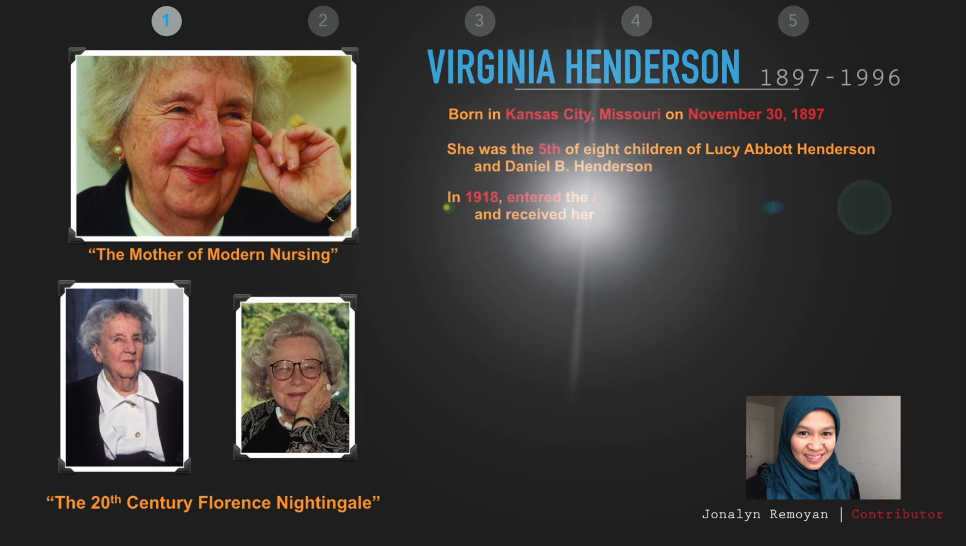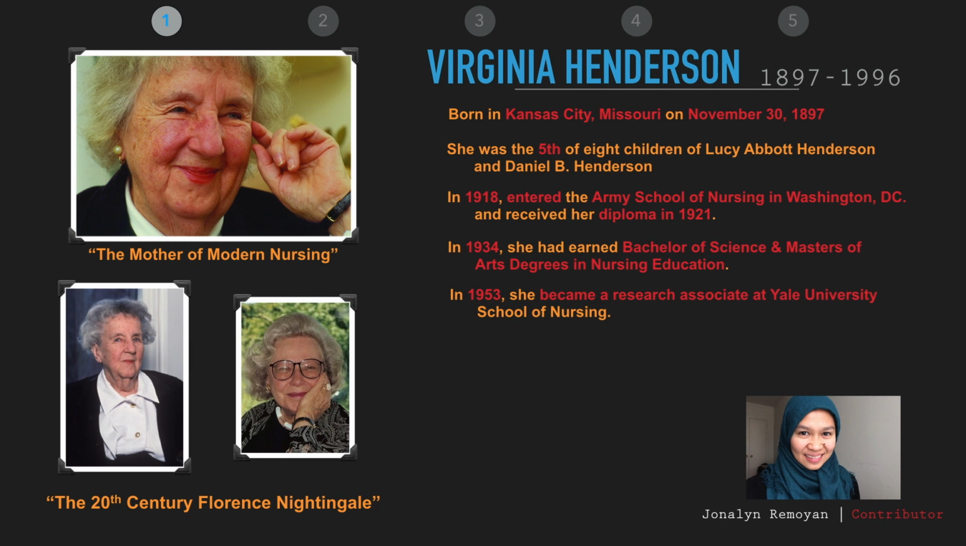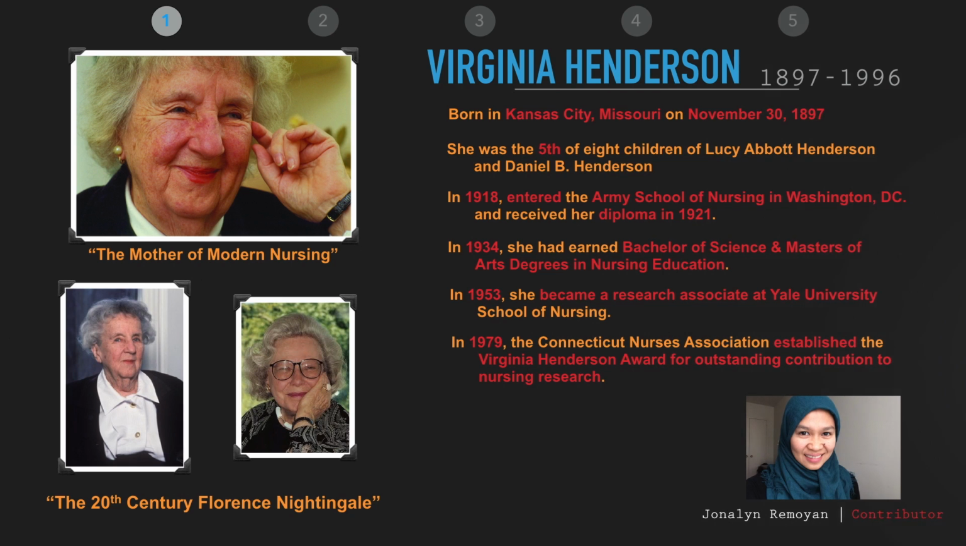In 1918, she entered the Army School of Nursing in Washington, D.C. and received her diploma in 1921. In 1934, she earned Bachelor of Science and Master of Arts degrees in nursing education. In 1953, she became a research associate at Yale University School of Nursing. In 1979, the Connecticut Nurses Association established the Virginia Henderson Award for Outstanding Contributions.